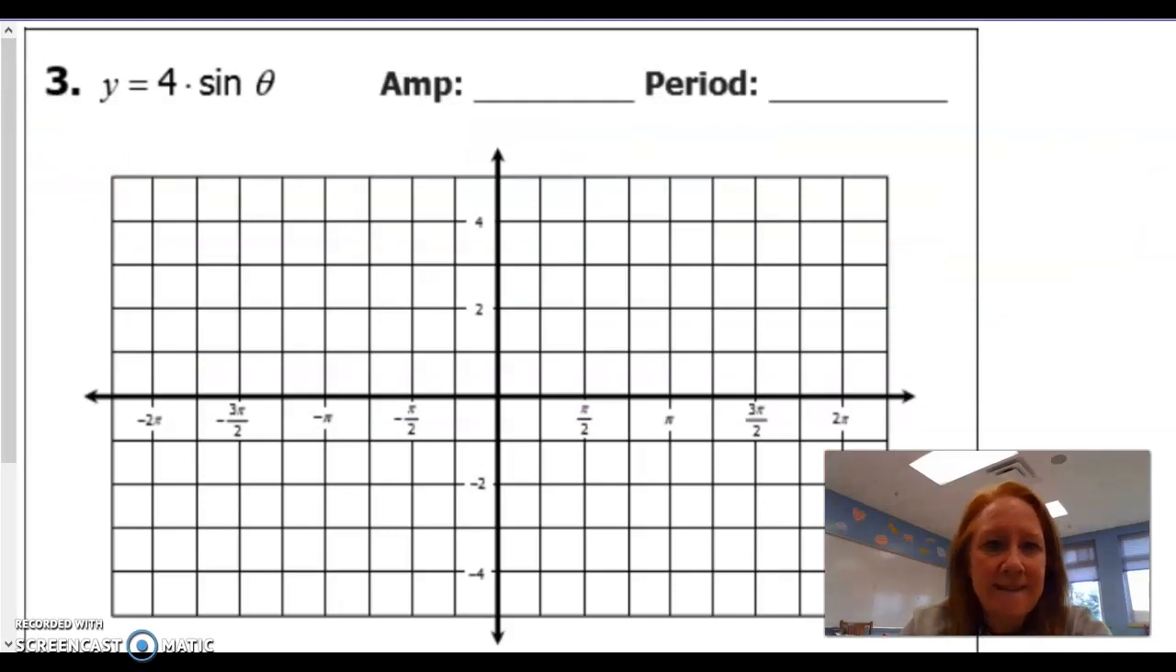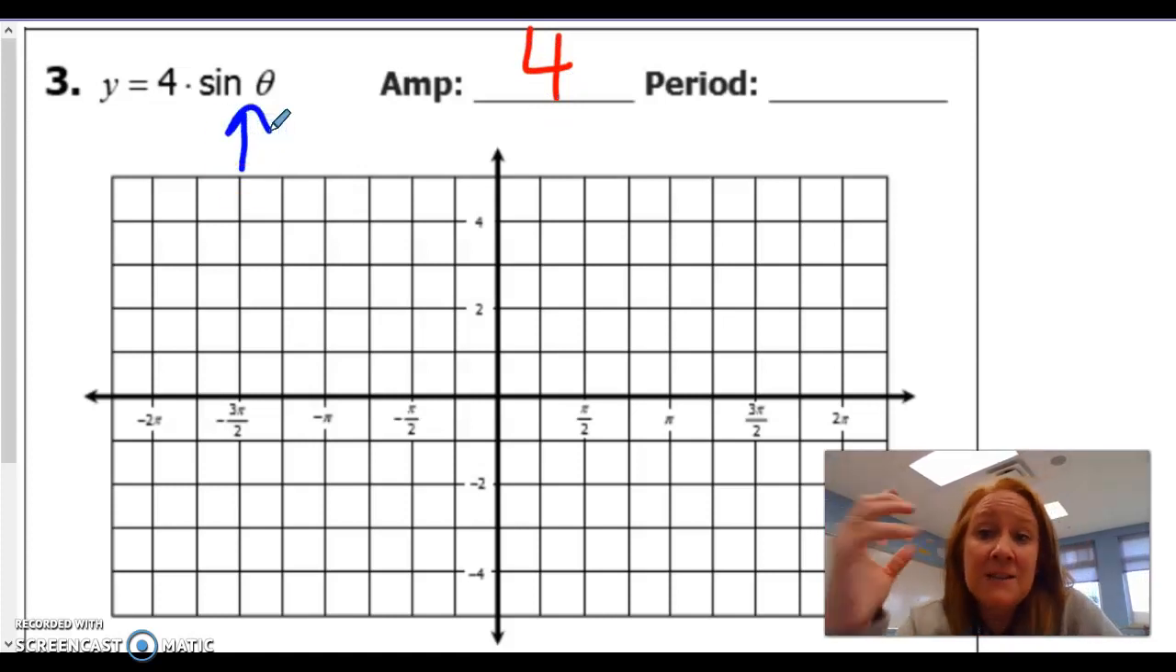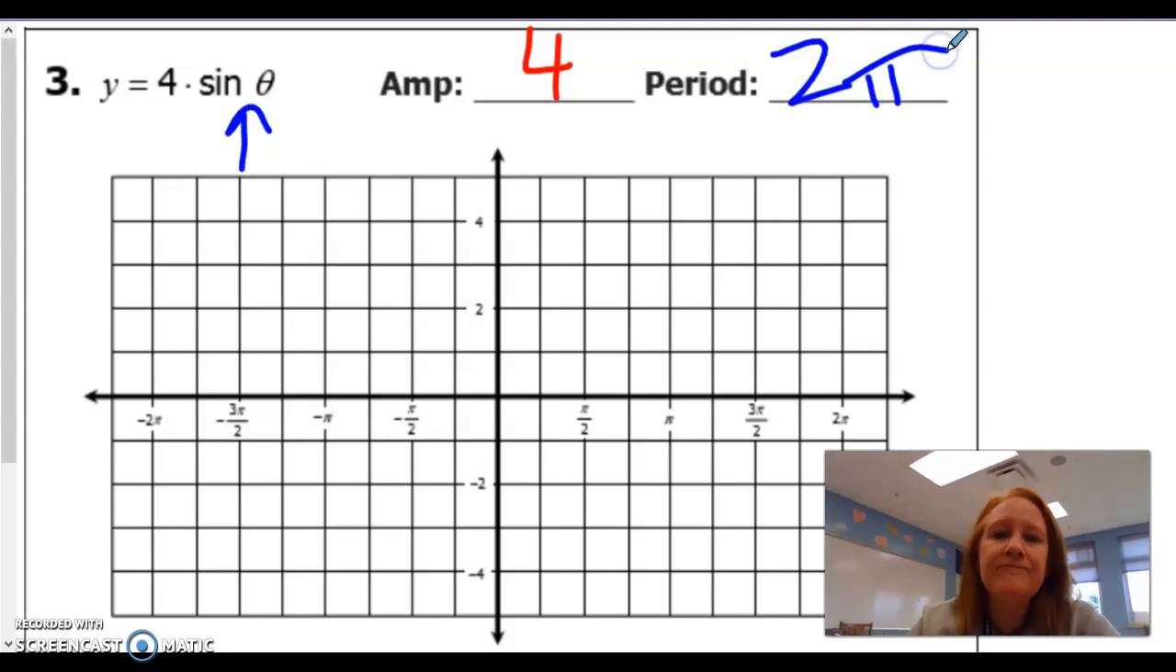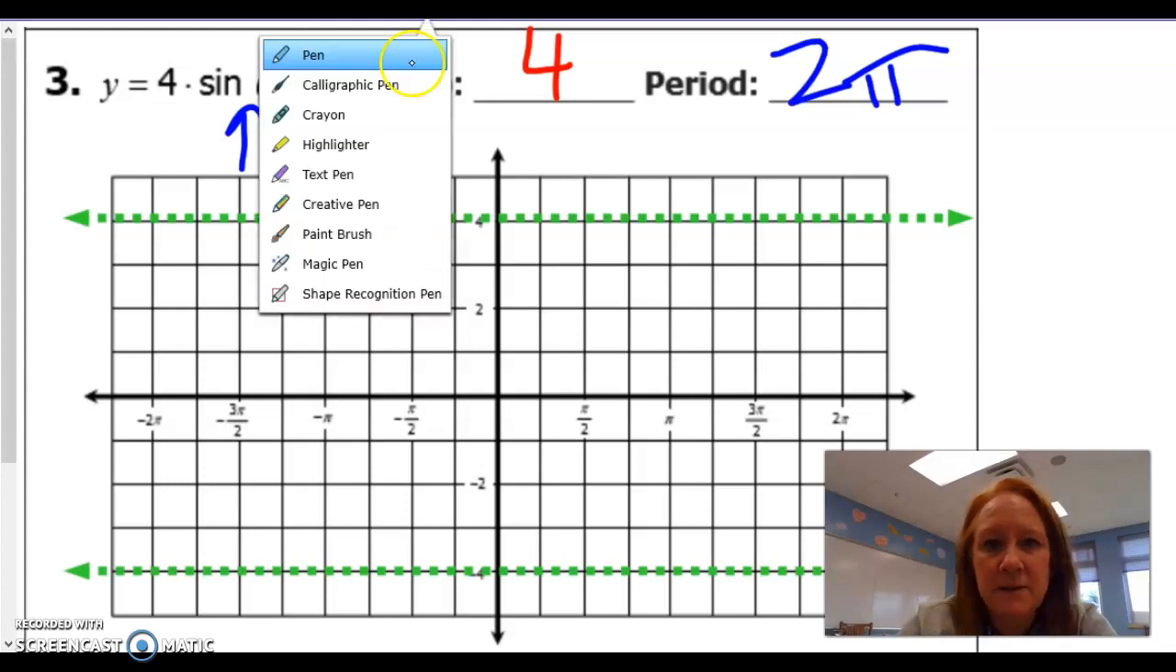Okay, so this one says 4 times sine. Okay, so my amplitude is going to be 4, and then the period, do you see that there's nothing here, it's just a 1? So the period is going to be 2 pi. So here's going to be my thought process. I'm going to just grab a nice little line. I know that 4 is the highest it can be. So I'm just going to put in a line at 4 and then another line at -4. Then I'm just going to put in some nice little points. So I'm going to use a star because I can be fun like that, right?